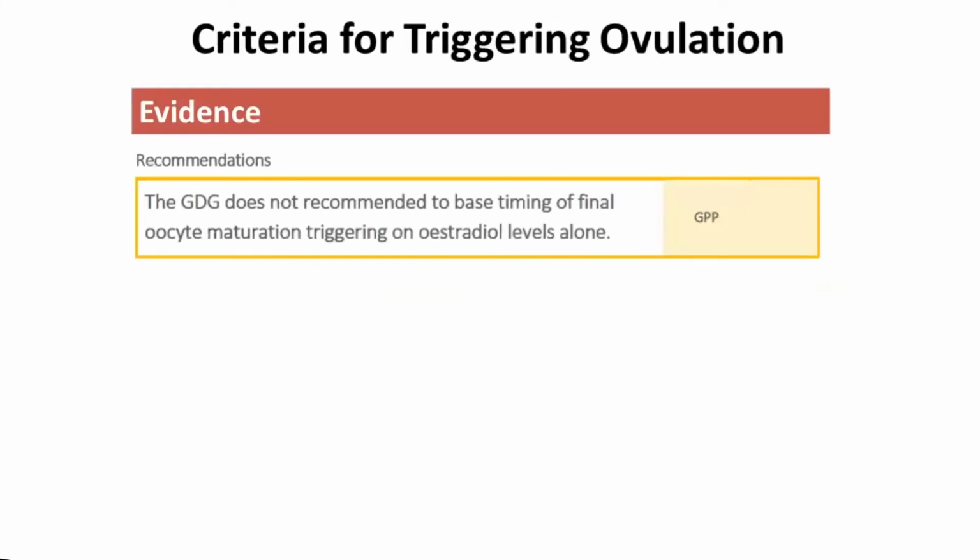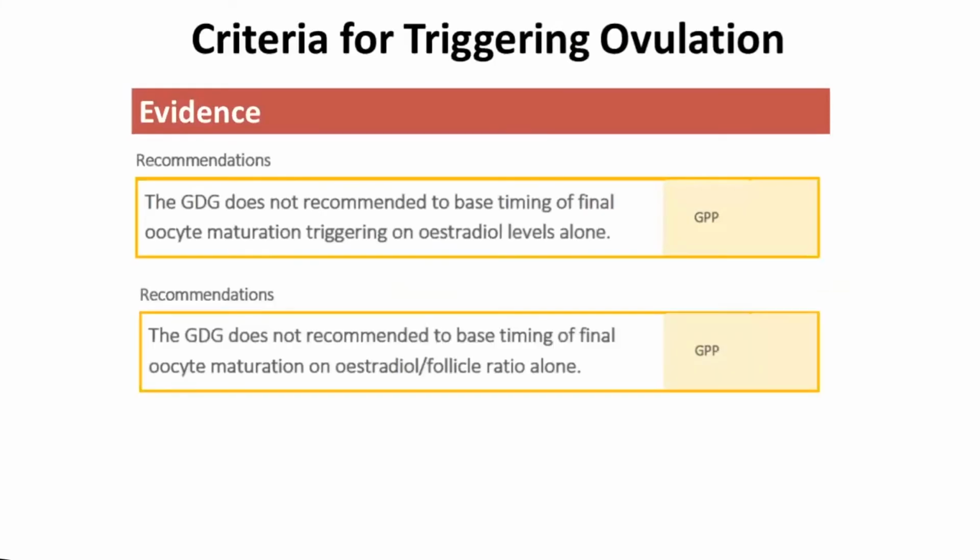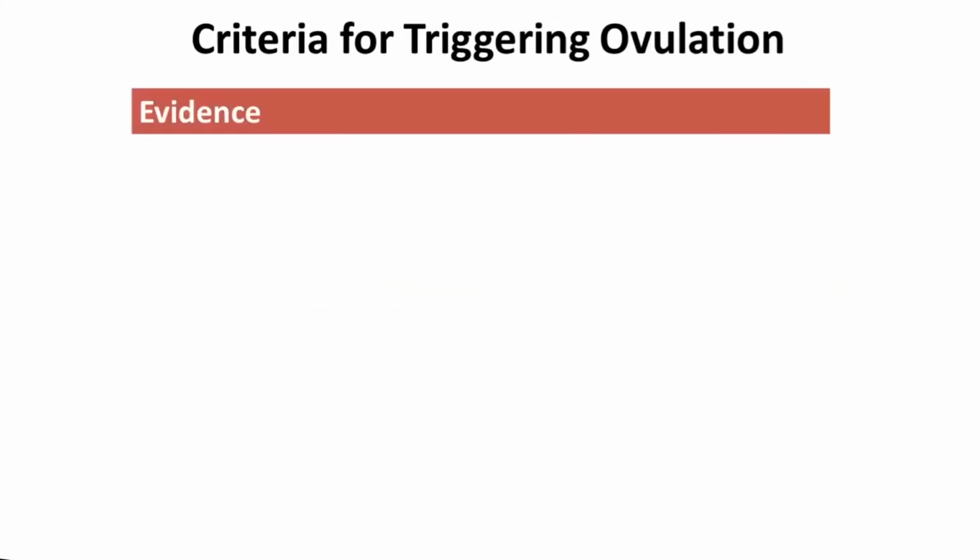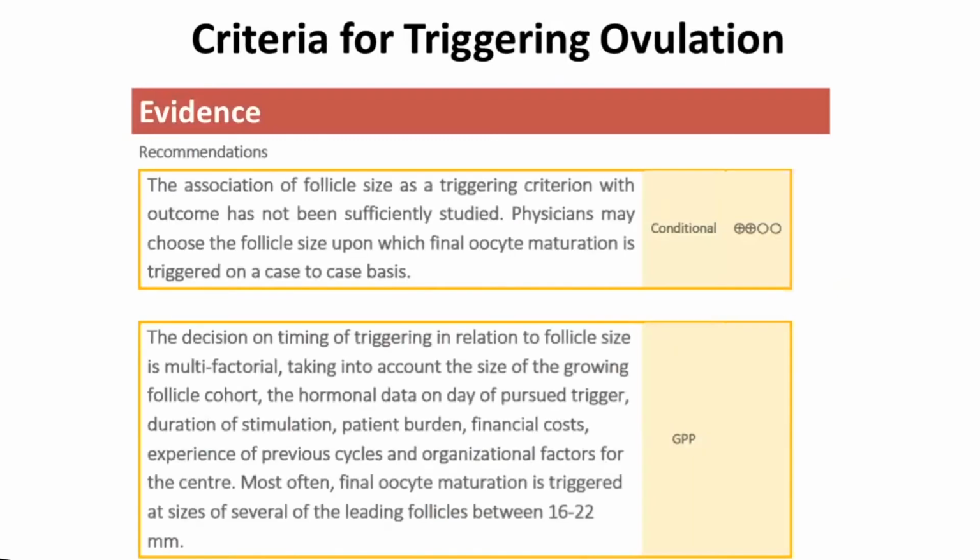Criteria for triggering ovulation. The evidence does not support the use of estradiol or the estradiol follicle ratio alone to decide when to trigger. The evidence sees no value of such measurements, the estradiol or the estradiol follicle ratio. But again, this is conditional and good practice point recommendation.